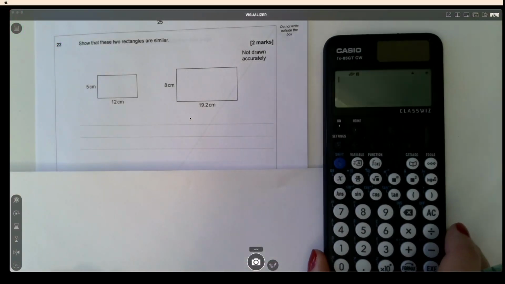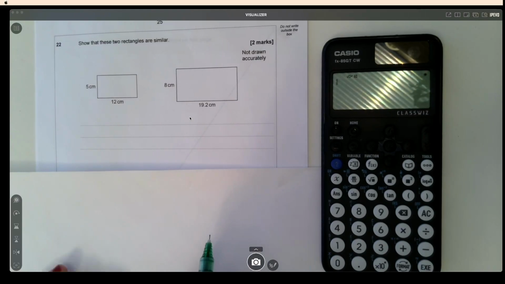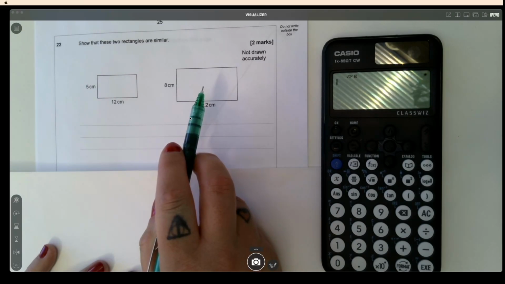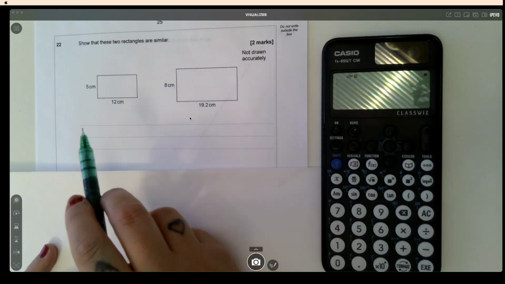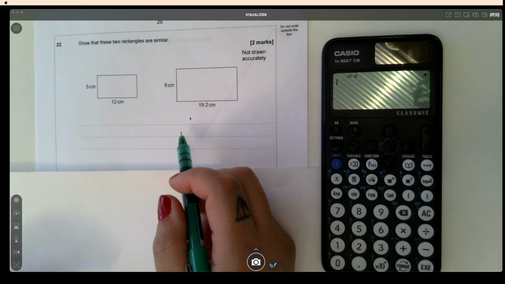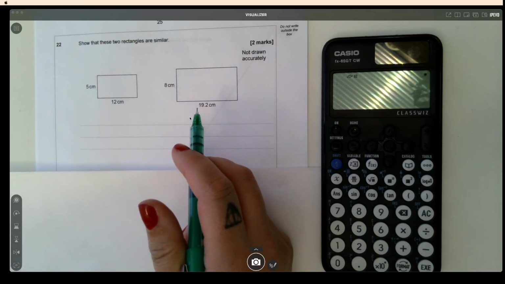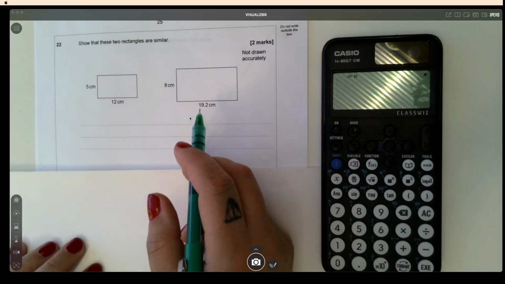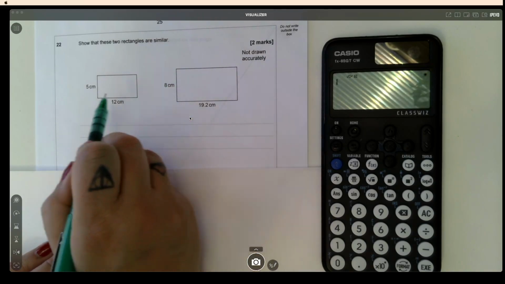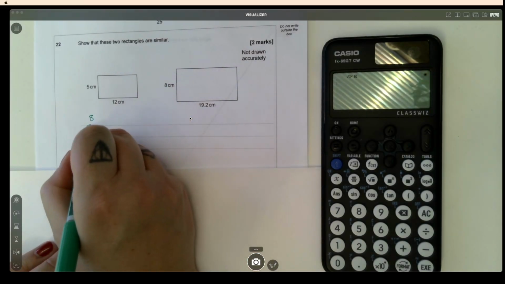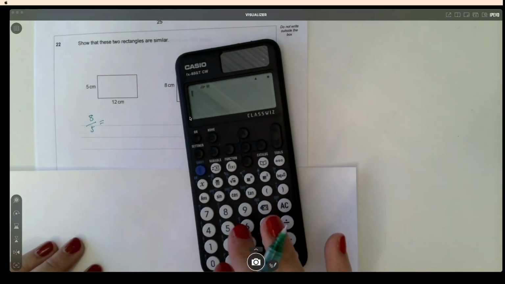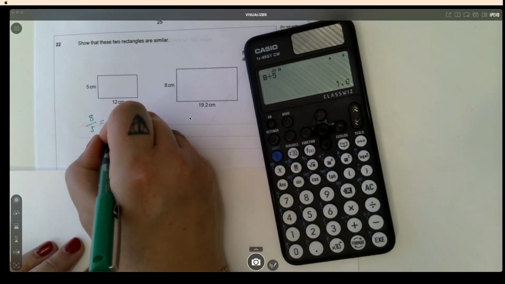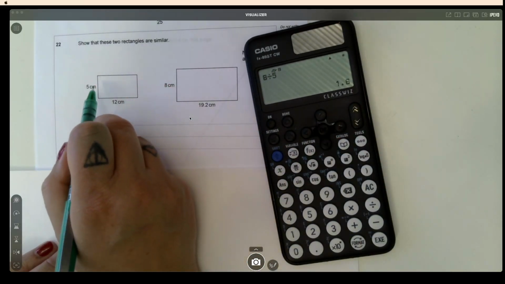Question 22. Show that these two rectangles are similar. For these two rectangles to be similar, they will have a scale factor that's the same. That gives them a proportional relationship. So we're going to find the scale factor for these shapes and see if it is the same. If I use these two corresponding sides, the larger divided by the small, 8 divided by 5 gives us a scale factor of 1.6 for the width of the rectangle.